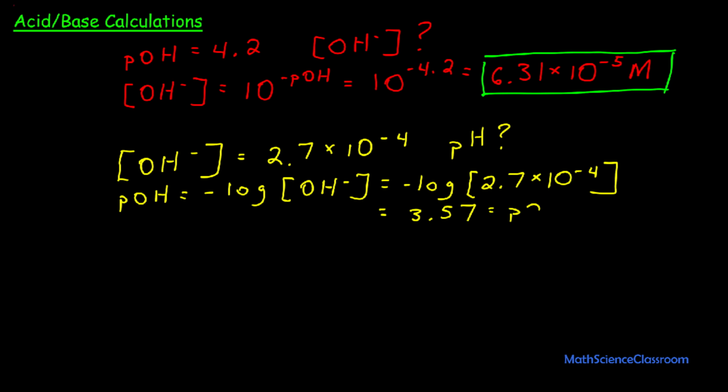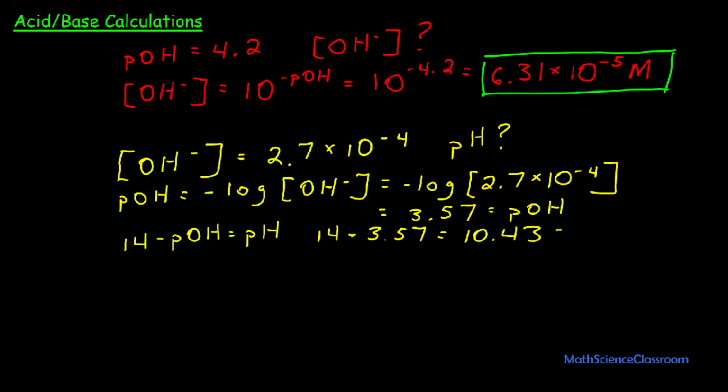So now that we have the pOH, we know that 14 minus the pOH equals the pH. So 14 minus 3.57 equals 10.43, and that equals the pH. And that is our final answer.